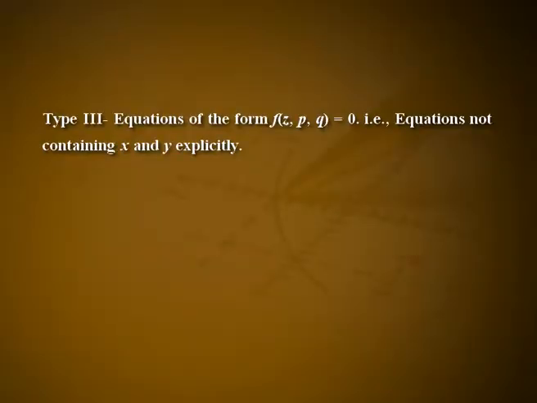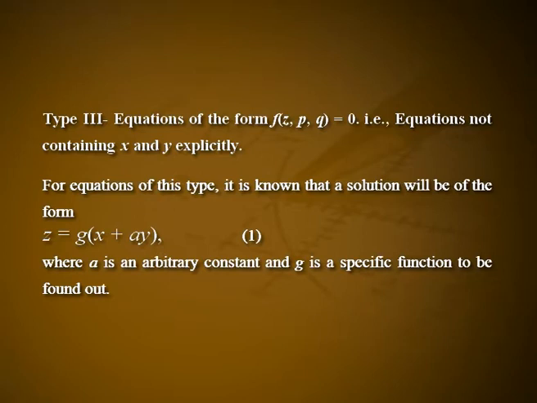Type 3. Equations of the form f(z,p,q) = 0, that is, equations not containing x and y explicitly. For equations of this type, it is known that a solution will be of the form z = g(x + ay). Let it be equation number 1, where a is an arbitrary constant and g is a specific function to be found out.